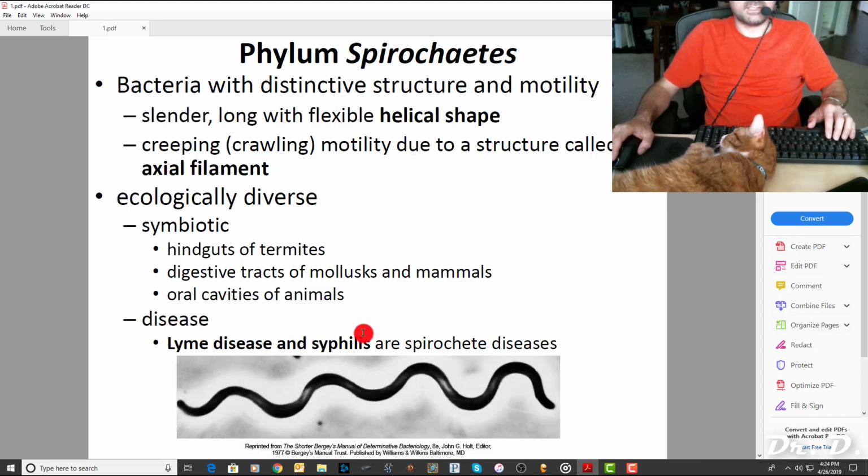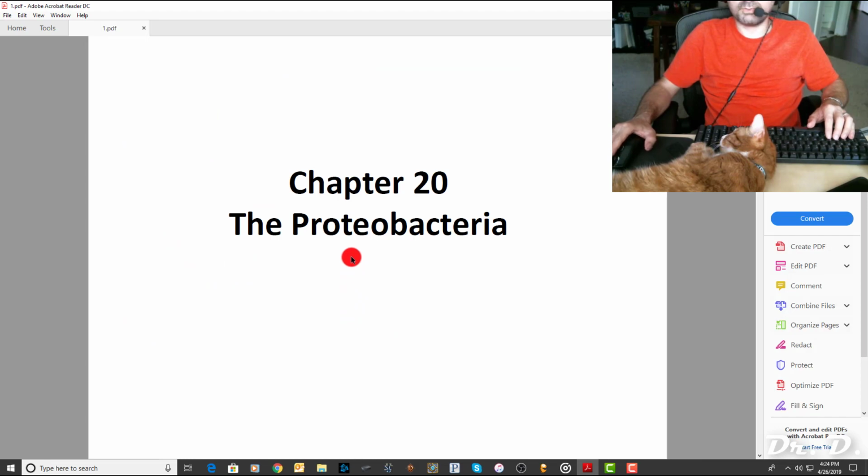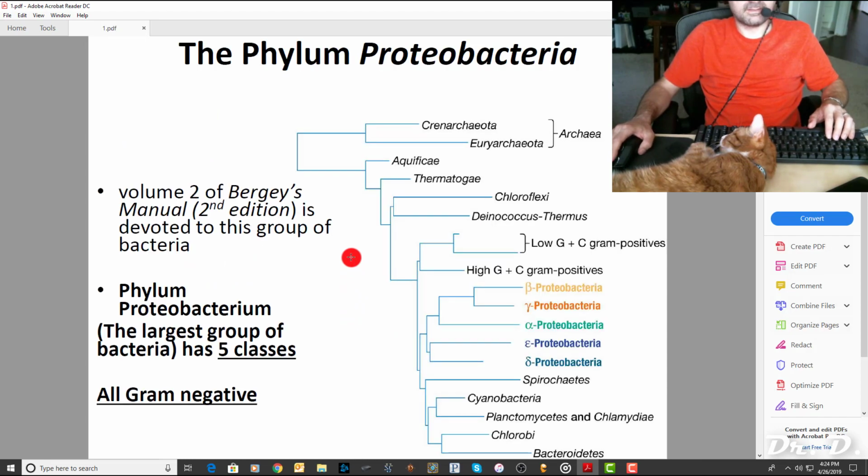They cause chlamydia. For the phylum Spirochaetes, I want to know that they are spiral-shaped or helical-shaped because of their axial filament. And I want to know that they cause certain diseases like Lyme disease and syphilis. Okay, those are the things I want to know about those. Moving on to proteobacteria. The proteobacteria are also gram-negative bacteria. And the phylum consists of beta, gamma, alpha, epsilon, and delta proteobacteria.